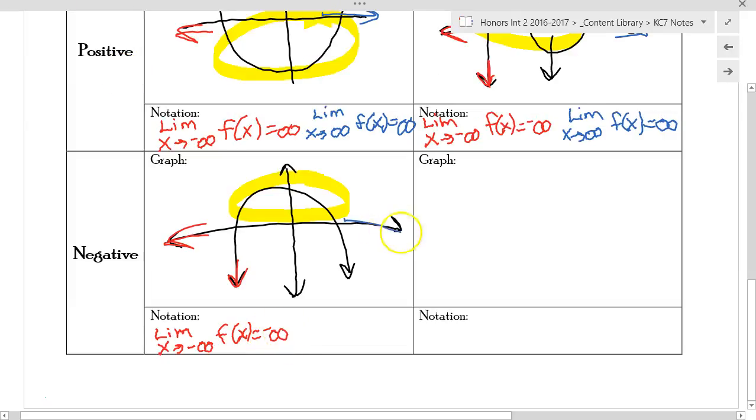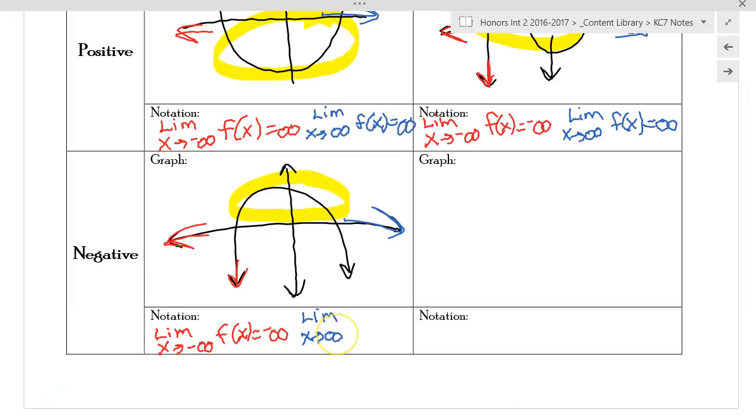When I do the right side of my graph, the limit as x approaches, going to the right is positive. F of x equals, my graph is going down, that's negative infinity.